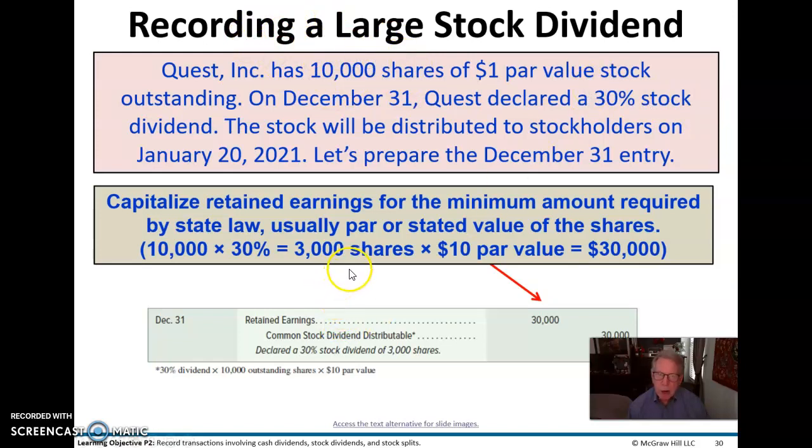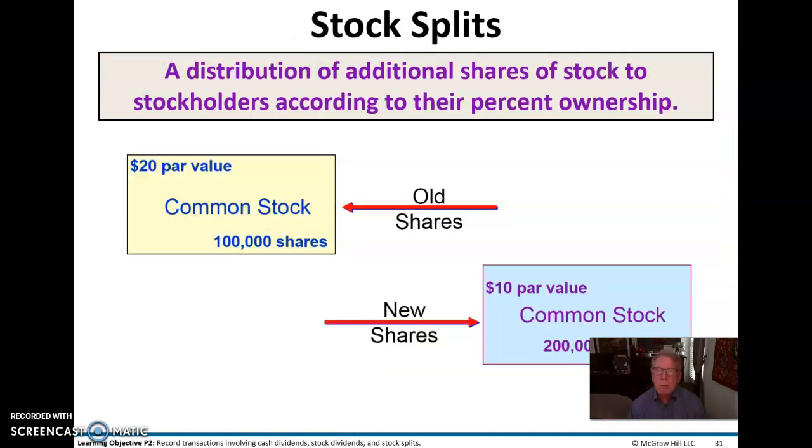And that's 3,000 shares. And the par value is, well, they have a little typo here. That should have been $1 a share, not $10 a share par value. And so the 3,000 times $10 is going to be $30,000, and that's going to be our common stock distributable. This should have been $10 par value. Okay, so that is all we do when we declare our 30% stock dividend, because it's greater than the 25% threshold for large stock dividends.